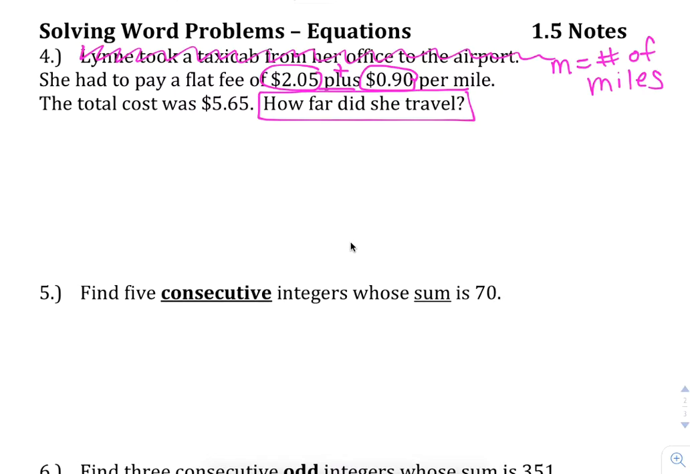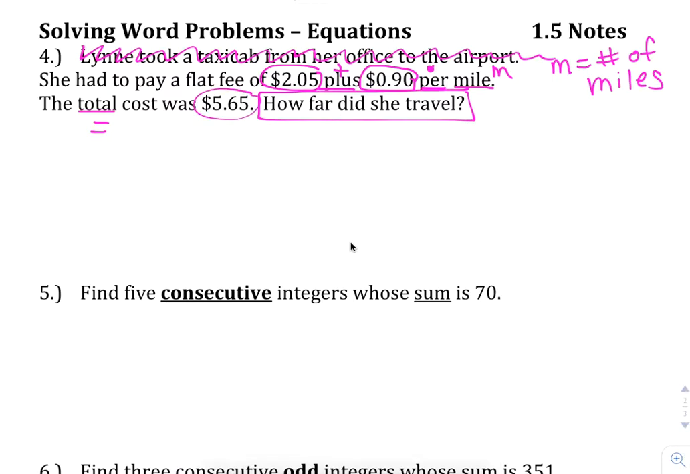What do you think that means? Hopefully you're thinking 90 cents times M, so times every mile. Go ahead and underline per and put a multiplication dot. Per means to multiply, so per mile M. The total is going to tell us that's our equal number. The total is $5.65. Okay?